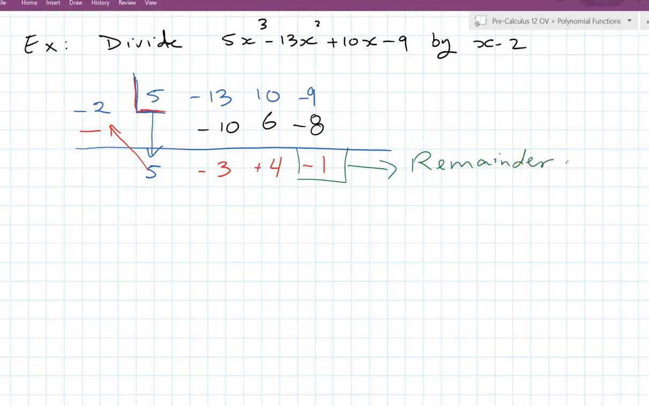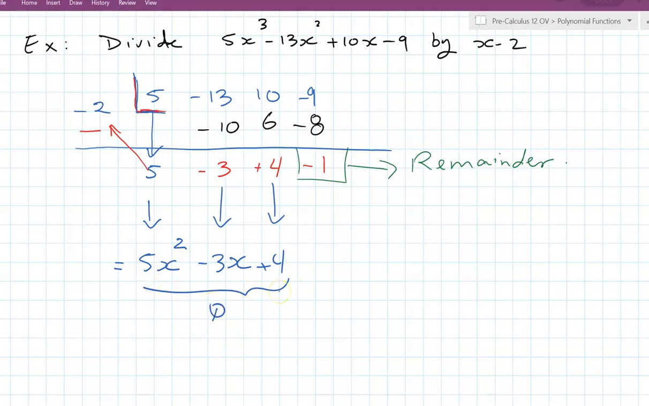Okay, now let's go rewrite. So here it is. We started with the x cubed, so the new quotient will be 5x squared minus 3x plus 4. That would be the quotient. Okay, that's the remainder. And of course you have your divisor, which is x minus 2. That is the divisor.